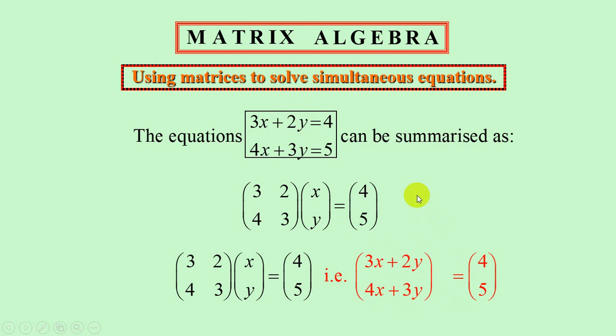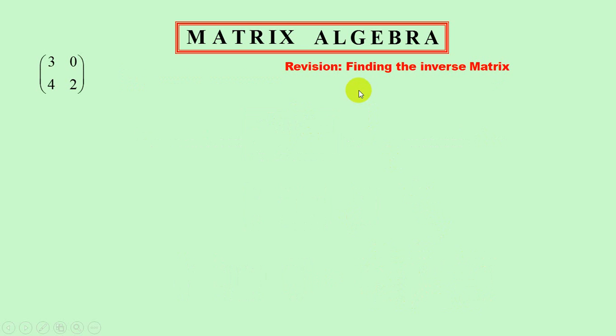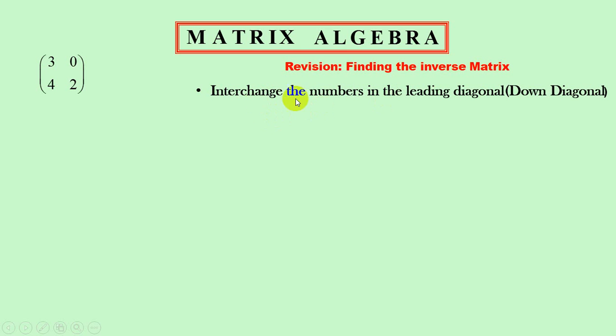We're going to return to last week's lesson, which was on finding the inverse matrix. So we're going to quickly revise this before we go on to solving simultaneous equations. If we look at the matrix 3, 0, 4, 2, how do we find the inverse of this matrix? Firstly, we're going to interchange the numbers in the leading diagonal. Now 3, 2 is my leading diagonal.